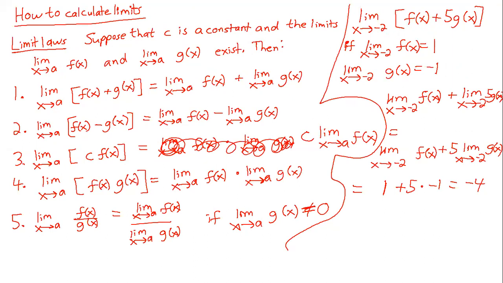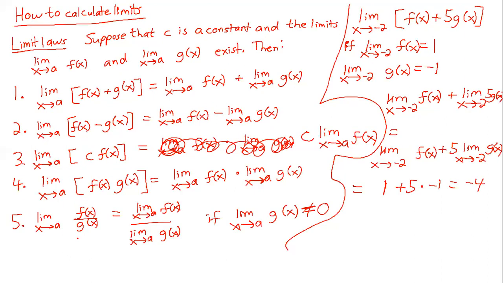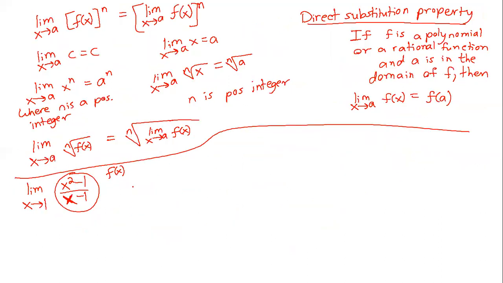This goes back to what I was saying, that you have to be really careful with your caveats. So this says you cannot use this if the limit of the function in the denominator would be equal to 0. And here, if I take the limit as x goes to 1 of the polynomial in the denominator, it's going to be 0. Therefore, I cannot use this property right now.